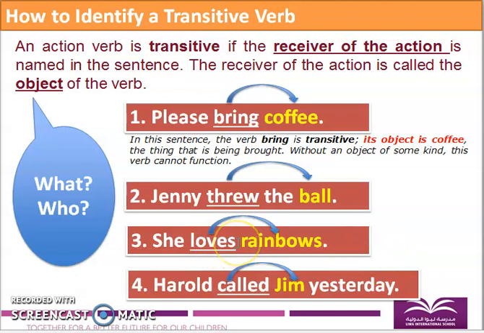Number 3. She loves rainbows. Our transitive verb here is loves. But why? Because it has an object here.